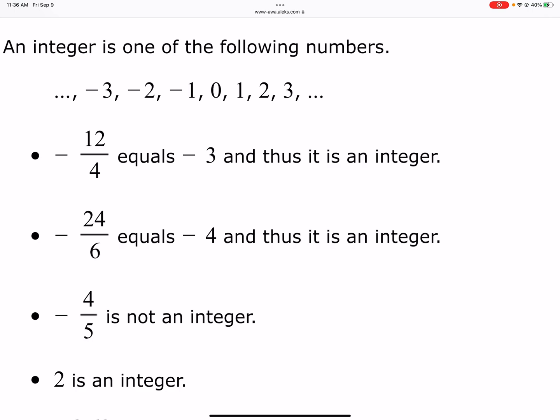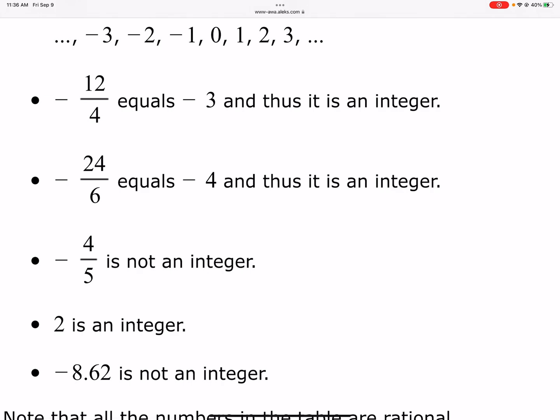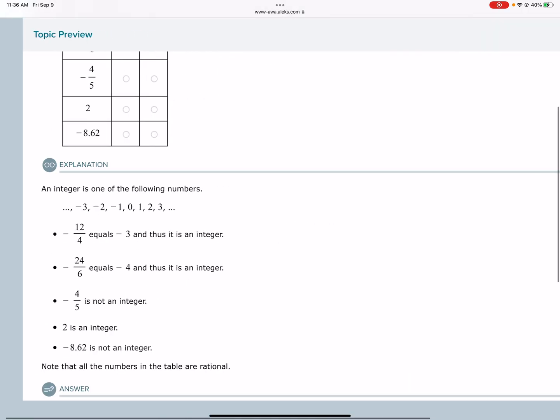Same with -24/6. 4/5, if I divide that, I'm going to get a decimal. I'm not going to get a nice even number. So that is not an integer. 2 is, and then -8.62, of course, is not.